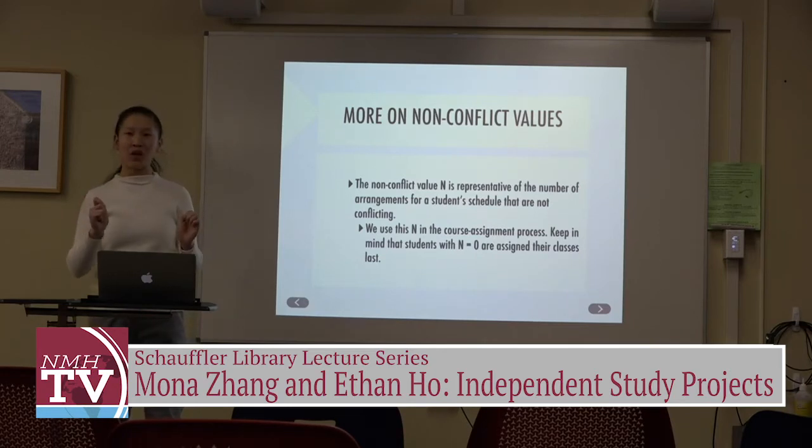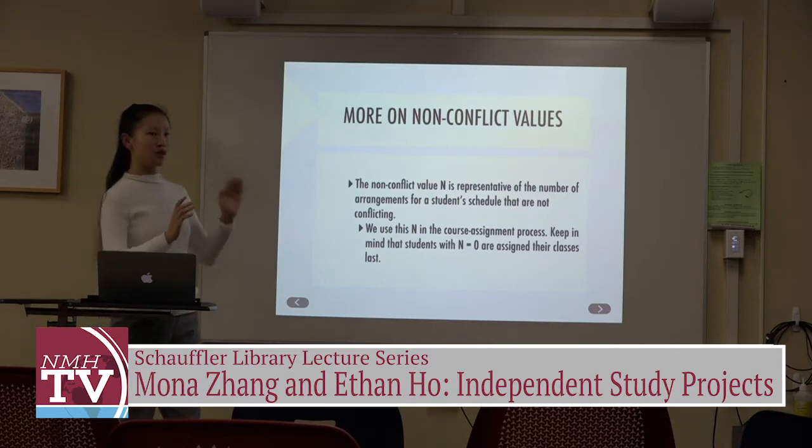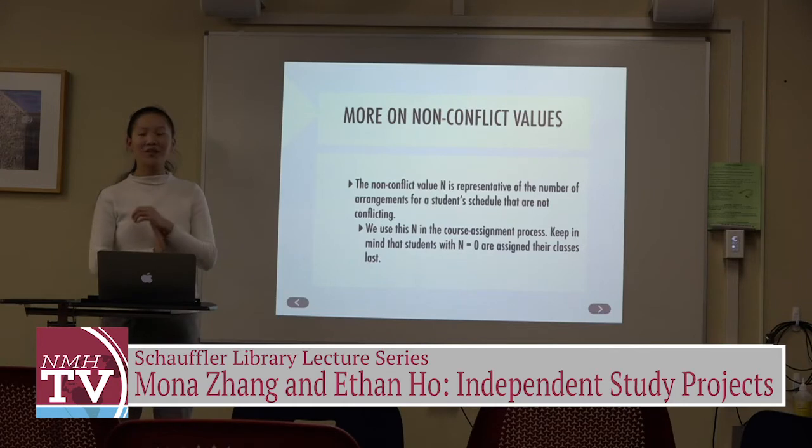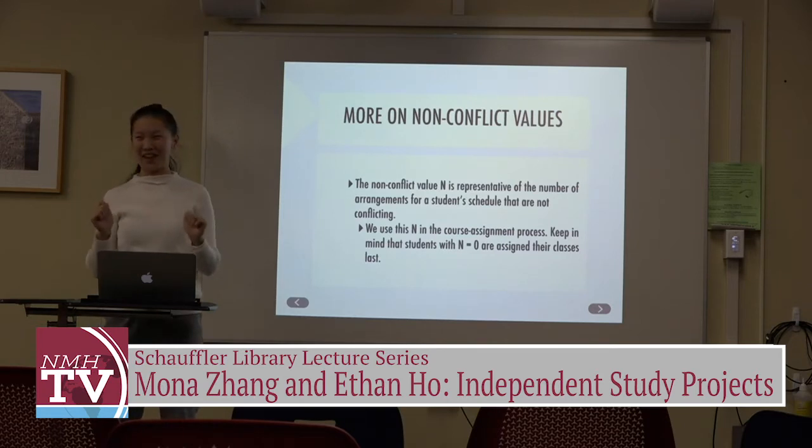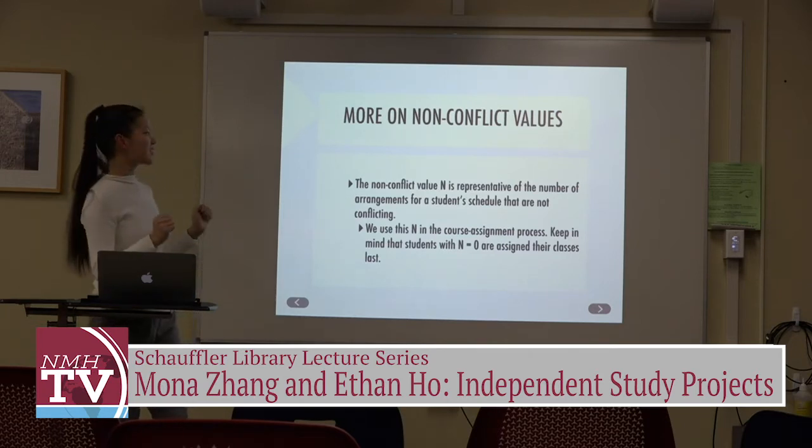This is funny because I originally wanted to do a ratio kind of thing where I put that number over the total number of arrangements, including the conflicting ones. But what I found was that that didn't work, because obviously some students had more possible arrangements. If there was one out of one, it would seem like that student had a lot of options when they really didn't. So I just use the number of arrangements total.